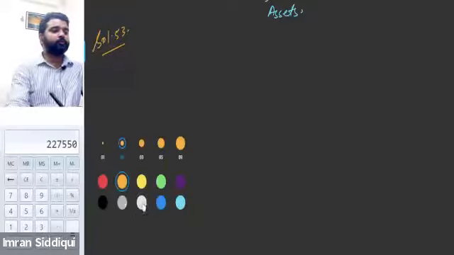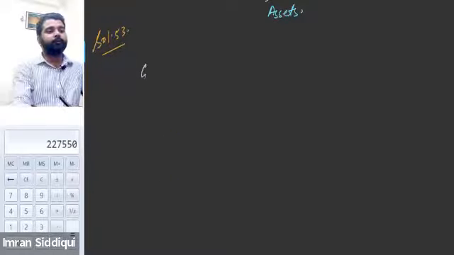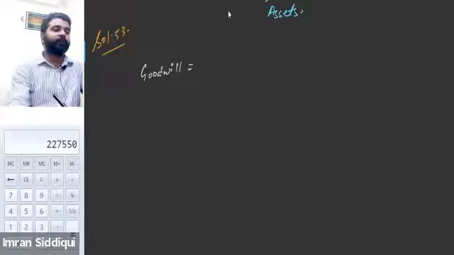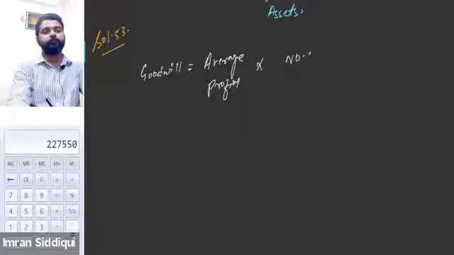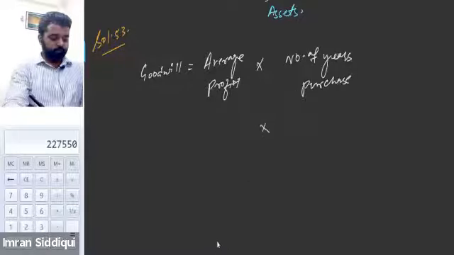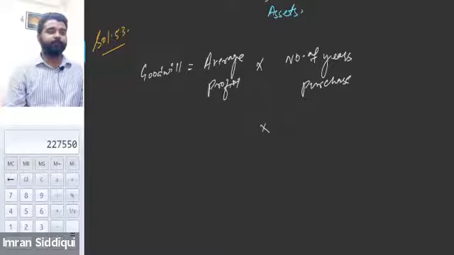So we need to find out the goodwill. So goodwill equals to... What is the formula for goodwill by average profit method? Sir, average profit multiplied by number of years of purchase. Perfect. Average profit into number of years purchase. So are we already clear about the number of years purchase? How many years to be taken as the number of years purchase? 2 years. That is already given in the question, that 2 years to be considered as the number of years purchase. So here I can simply write down 2 years.